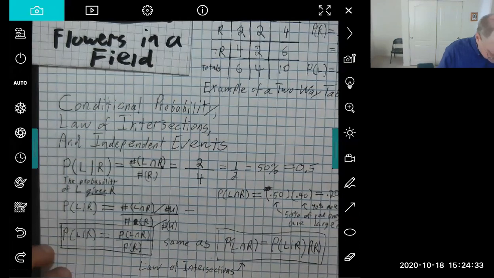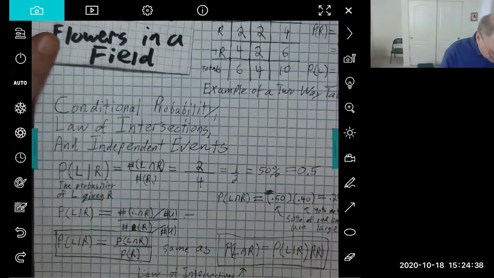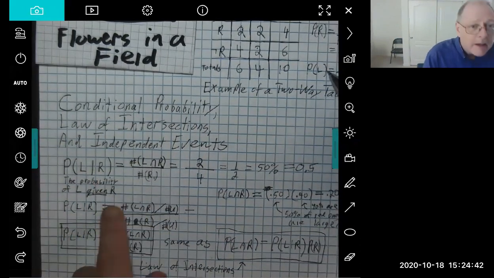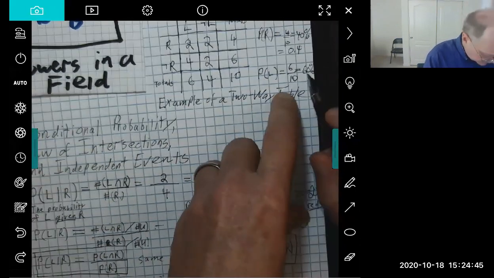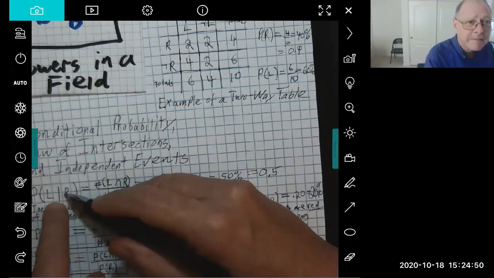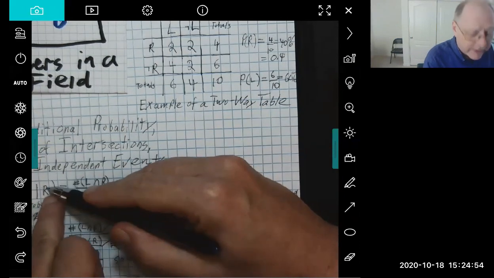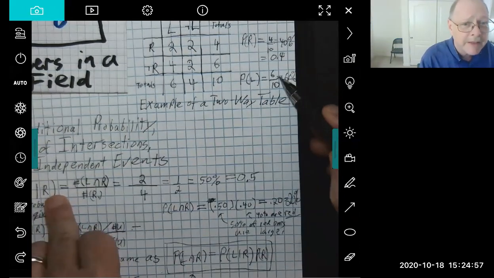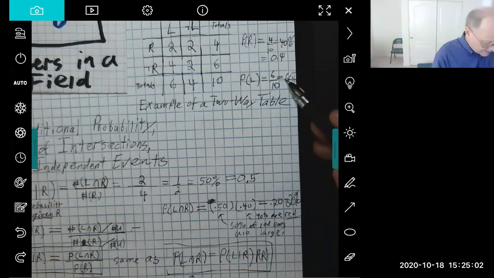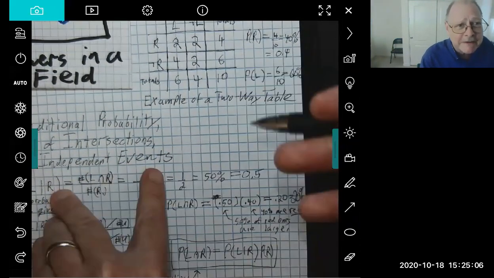Now, the one thing to notice here, in this example, P of L was different from P of L given R. Knowing that the flower was red changed the probability that it might be large. Sometimes it might not make a difference.